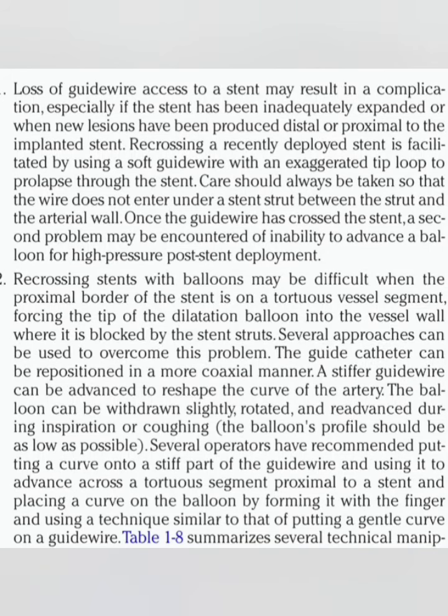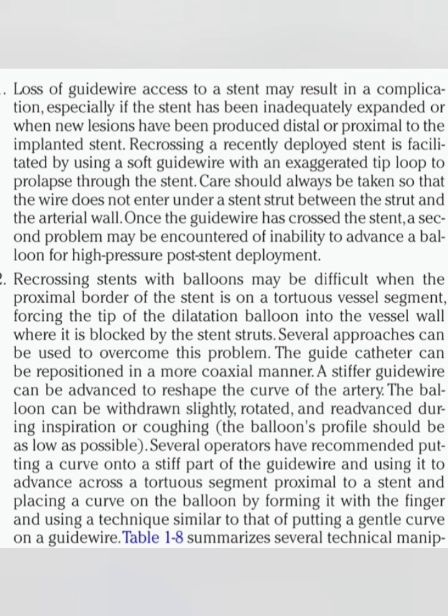Loss of guide wire access to a stent may result in a complication, especially if the stent has been inadequately expanded or when new lesions have been produced distal or proximal to the implanted stent. Recrossing a recently deployed stent is facilitated by using a soft guide wire with an exaggerated tip loop to prolapse through the stent. Care should always be taken so that the wire does not enter under a stent strut, between the strut and the arterial wall.